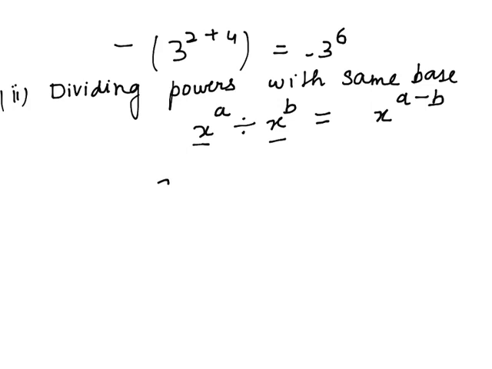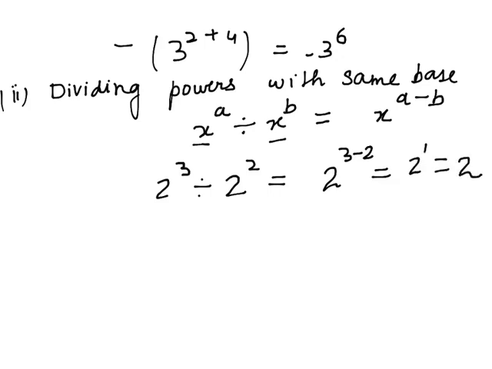For example, if we have 2 raised to the power 3 divided by 2 raised to the power 2. So how can we write it? 2 raised to the power 3 minus 2. So it will become 2 raised to the power 1, that is 2. So if we have the same base and powers are different and if we have a divide sign in between, the powers will get subtracted in that case.